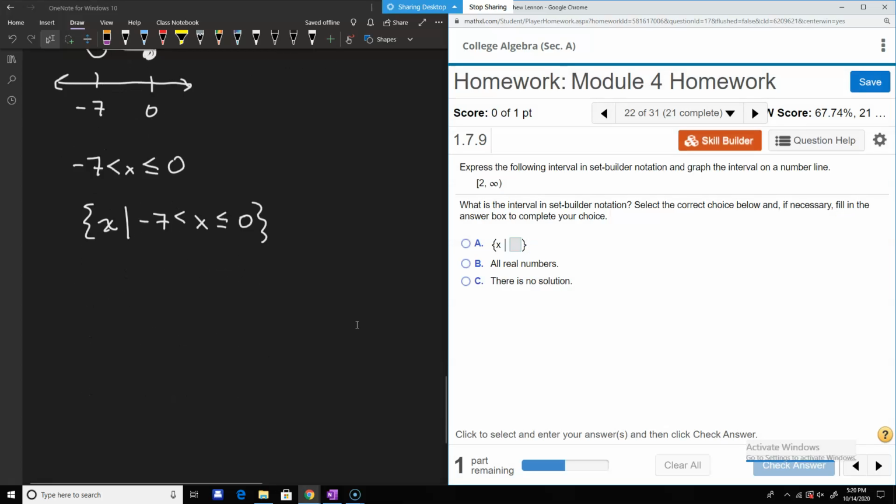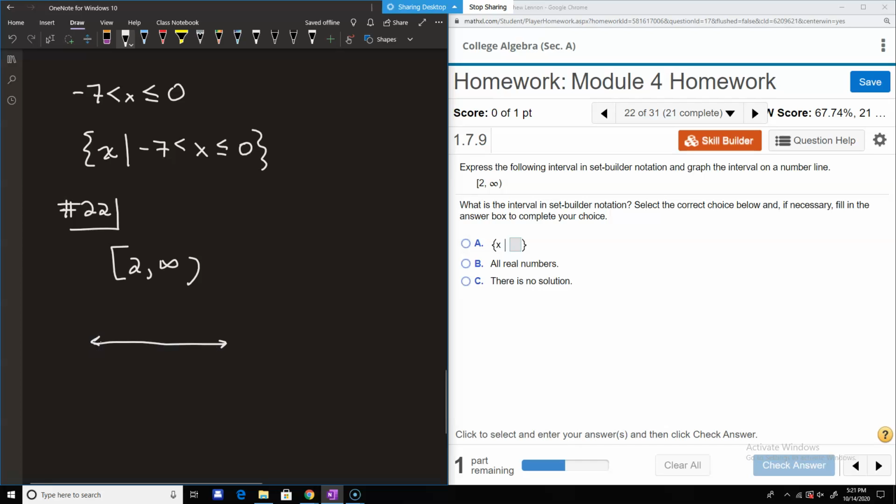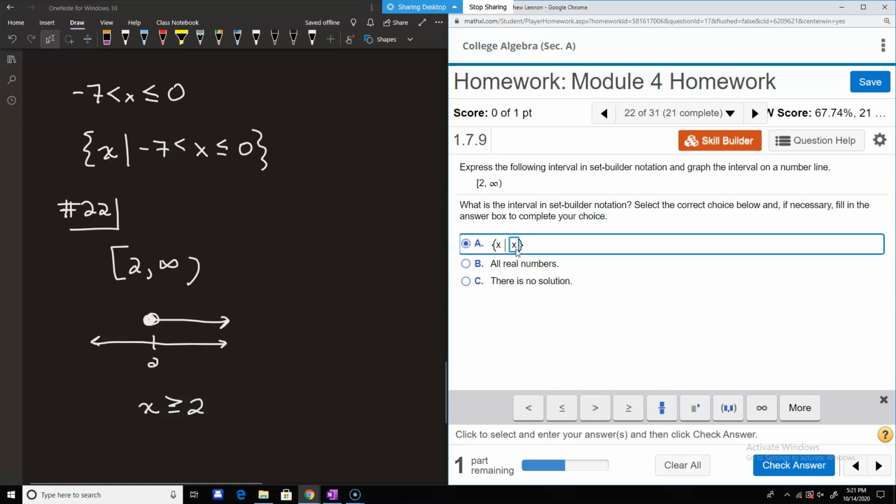Okay, number 22 here is just going to be a one-sided graph. So we have [2, infinity). For the graph, we're just looking for all the numbers, including 2, that are bigger than 2. That just means x is bigger than or equal to 2. So this reads x such that x is greater than or equal to 2.